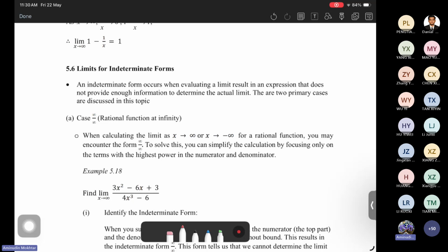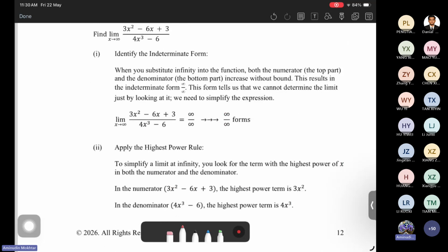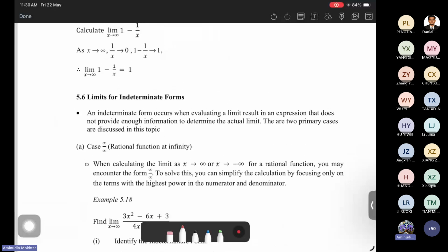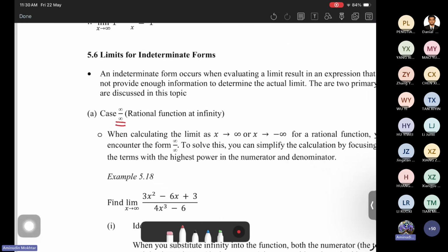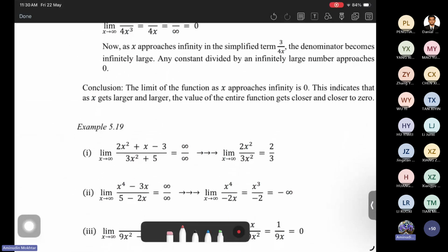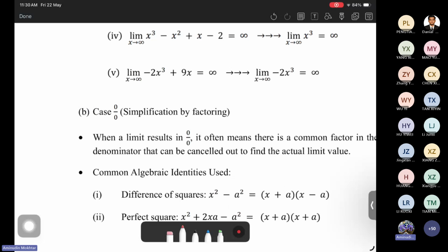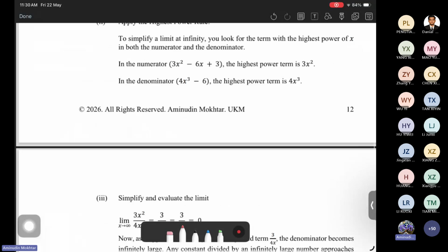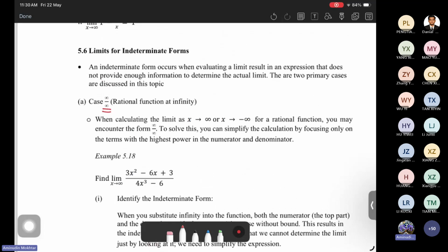But in section 5.6, there are two cases here. When we want to find the limit, sometimes we will find this case. The first case is infinity divided by infinity. The second one is 0 divided by 0. In this situation, we can simplify the equation, but we must follow the concept that is determined by this method.